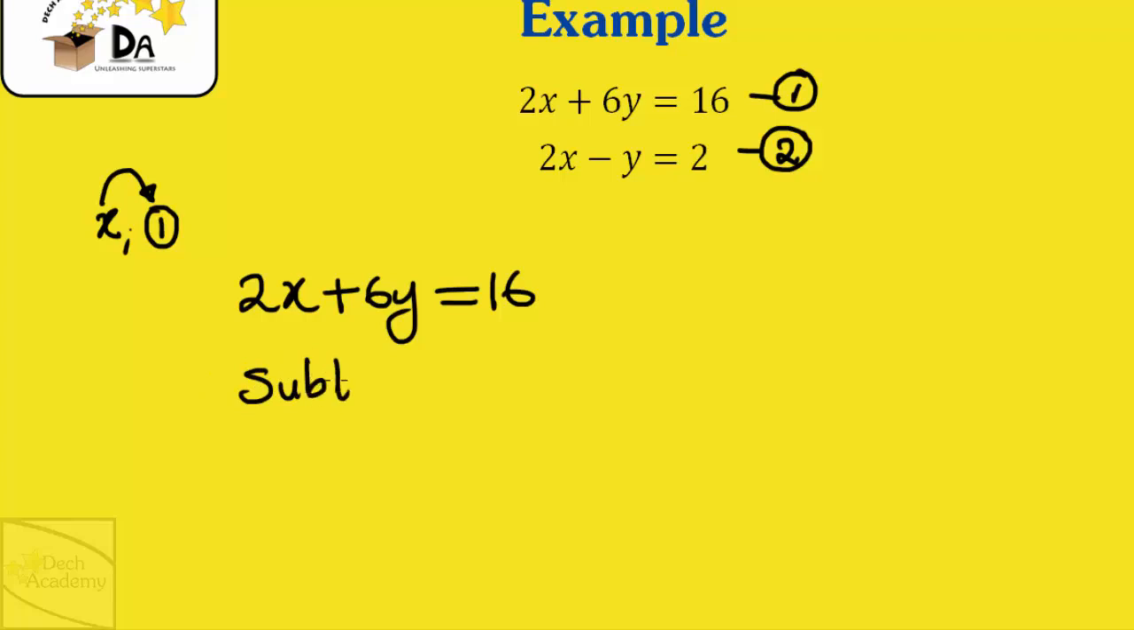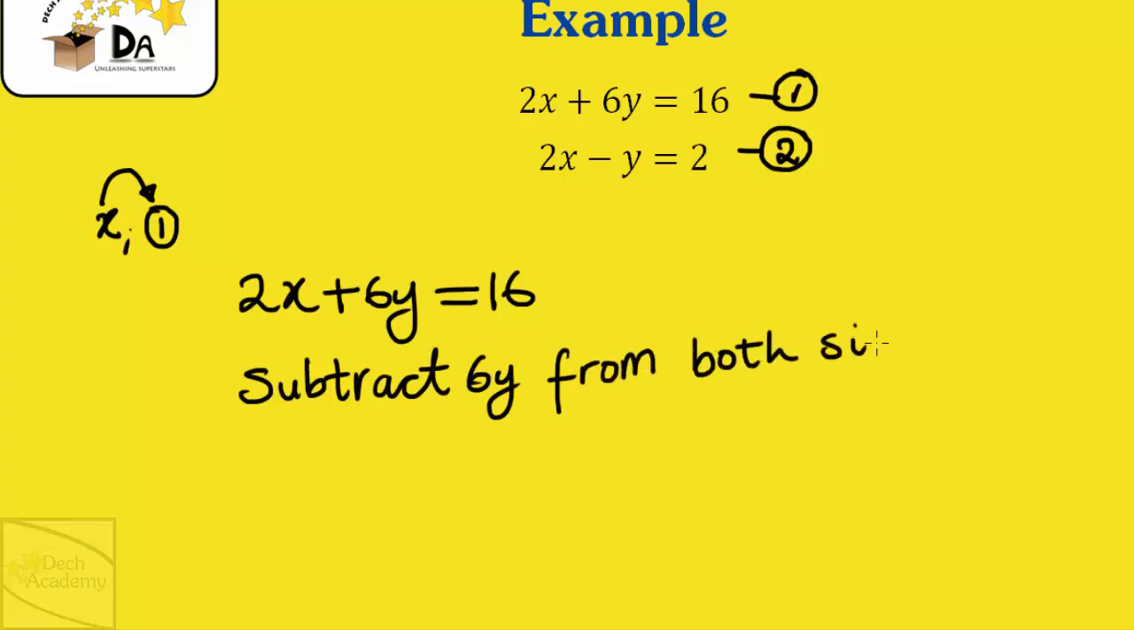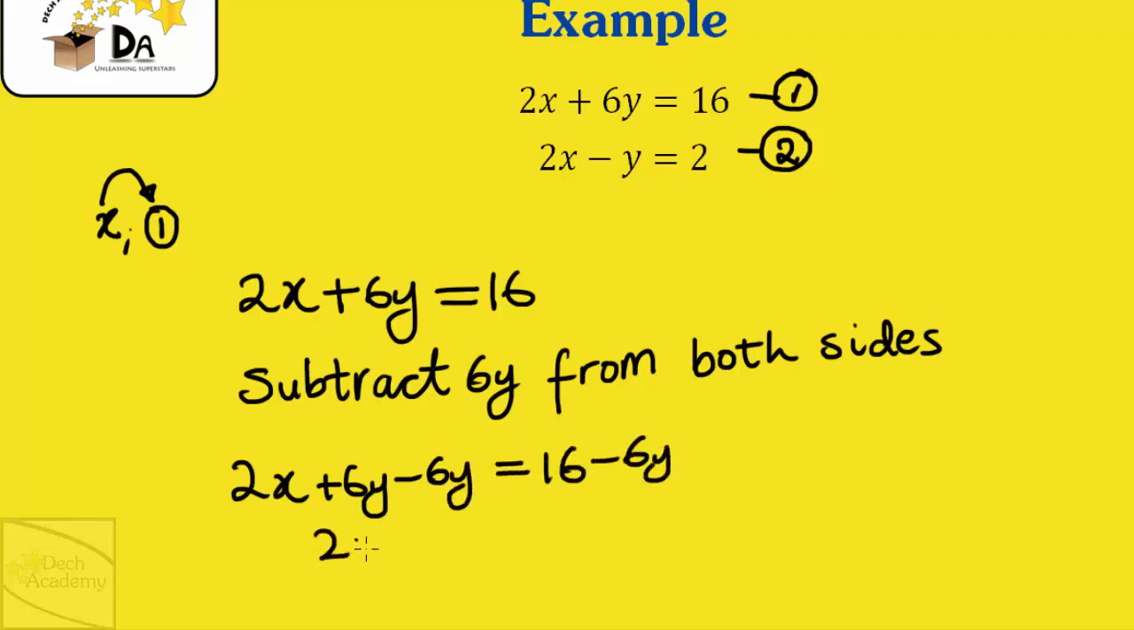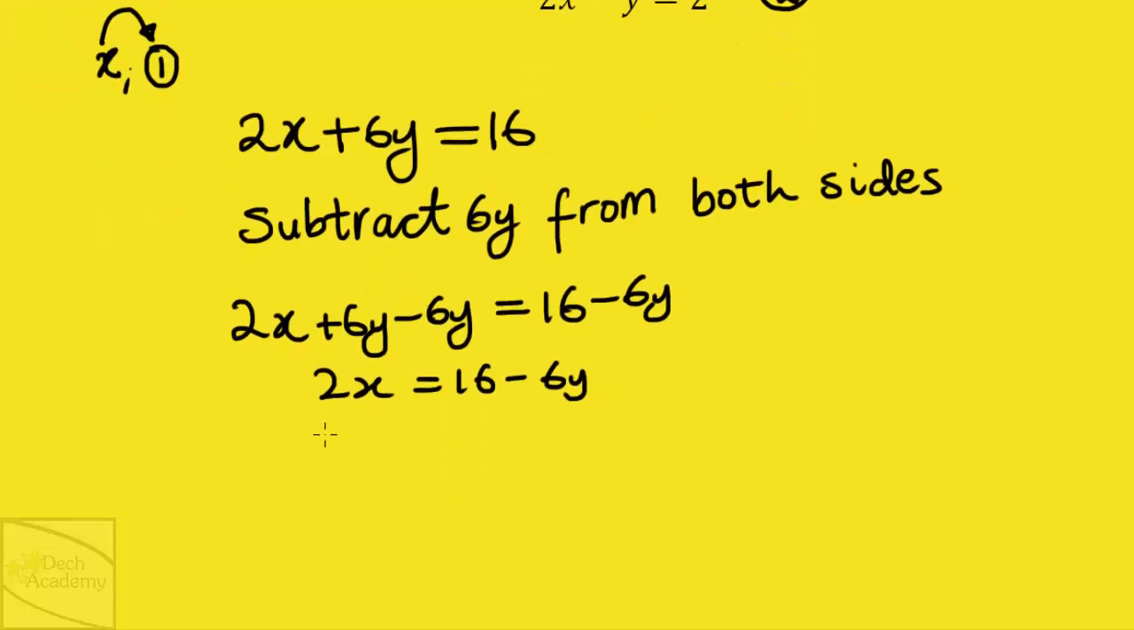So it's a good thing to write this actually. Subtract 6y from both sides. Doing so gives 2x plus 6y minus 6y equals 16 minus 6y. This gives 2x is equal to 16 minus 6y. Finally, I'm going to divide through by 2 to isolate x. And that gives me x equals 8 minus 3y. And that's the end of step 2.